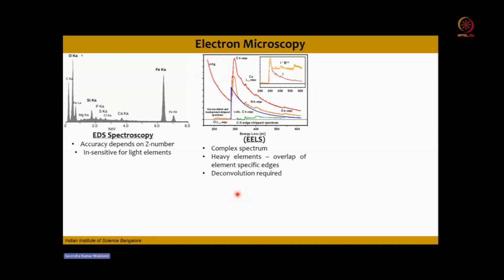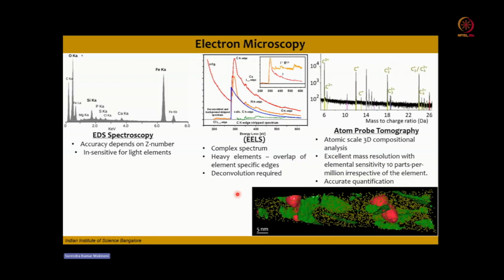It has an energy resolution of about 130 electron volts, where in the low energy light elements, these energy peaks get overlapped. In TEM, you can do electron energy loss spectroscopy, where you can get the light element quantification. However, it has a complex spectrum and heavy elements. For the heavy elements, there might be overlap of the specific edges, and especially in these spectra, you have to do the deconvolution of the peaks.